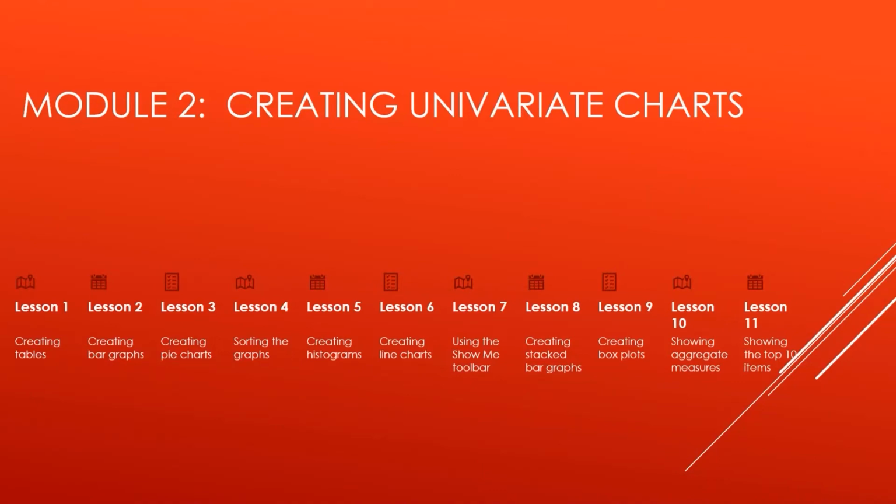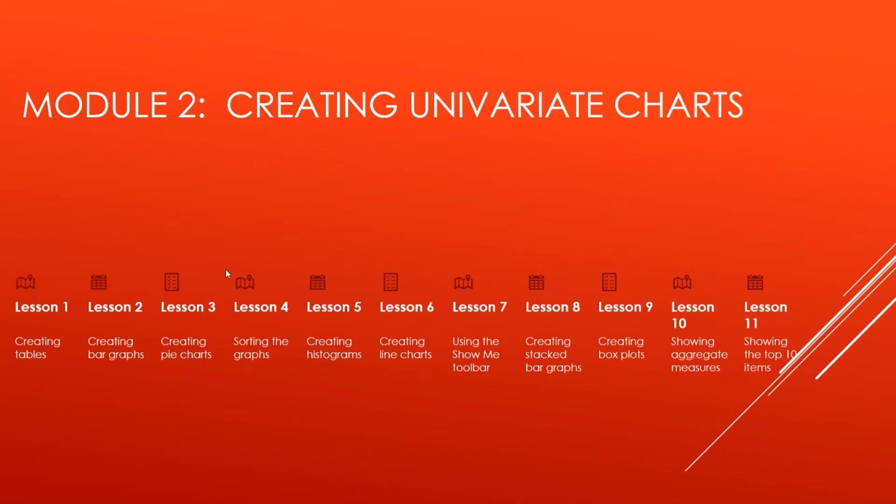Module 2, we'll be focusing on creating univariate charts. So we have multiple lessons in here. We're going to start by creating tables, bar graphs, pie charts. You'll learn how to sort your charts and graphs. We're going to create histograms and line charts. You're going to learn how to use the Show Me toolbar. We're going to create stacked bar graphs and box plots. You're going to learn how to show aggregate measures and also how to show the top 10 items.